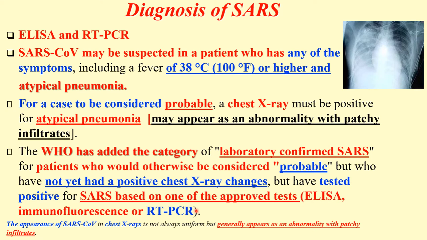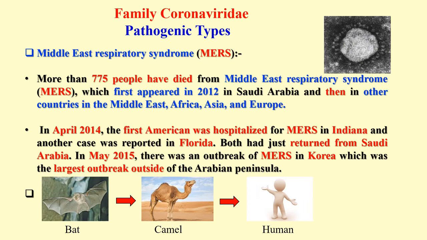So this is describing the laboratory diagnosis and the general diagnosis of infection with the SARS virus. Now we are going to look at another pathogenic member of the family Coronaviridae. We call it Middle East respiratory syndrome, or MERS virus.